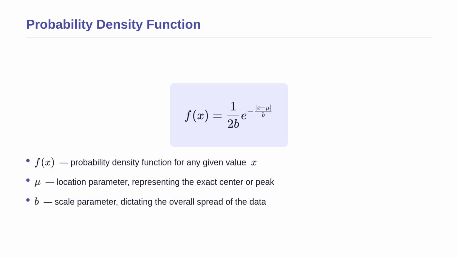This brings us to the mathematical equation that defines this shape, known as the probability density function. The formula might look a bit complex at first glance, but it is actually quite elegant. The exponential function causes the probability to drop off rapidly as we move away from the center. However, the absolute value around x minus mu is what creates the signature sharp, non-differentiable peak exactly at the center. If you increase the scale parameter b, the denominator grows and the curve spreads out wider. If you decrease it, the distribution pinches tightly around mu.